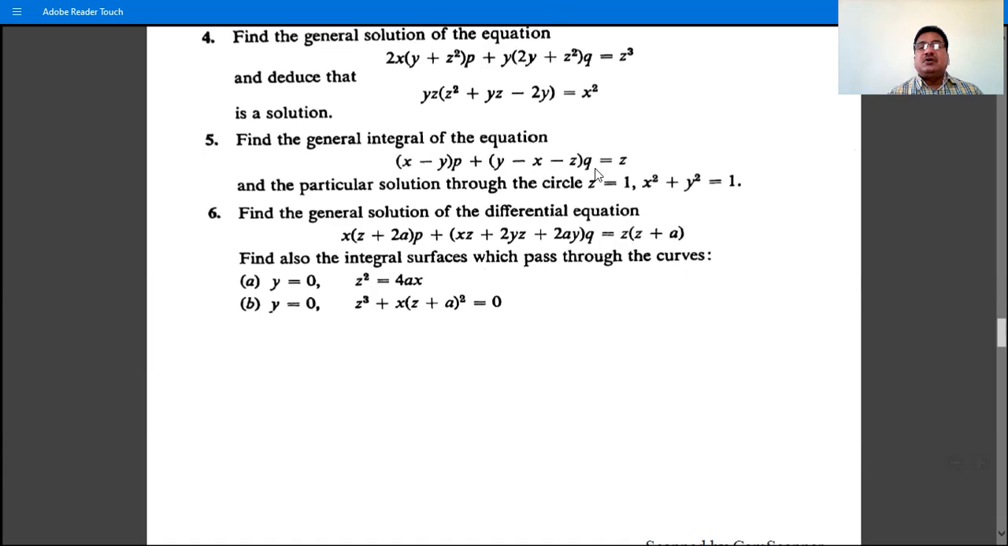Find the general solution of this particular solution through the circle z = 1, x² + y² = 1. So find first the general solution, that is the integral surface.